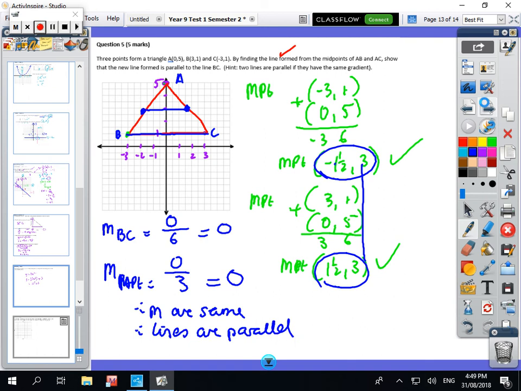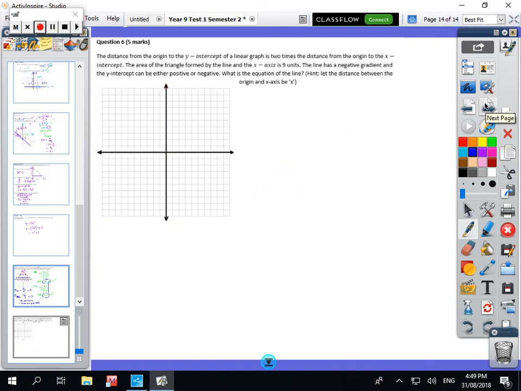Okay, last question. The distance from the origin to the y-intercept is twice the distance from the origin to the x-intercept. So if that's the distance x, then that distance is twice, so it's 2x. That's going to form a triangle. The area of the triangle is 9 units.